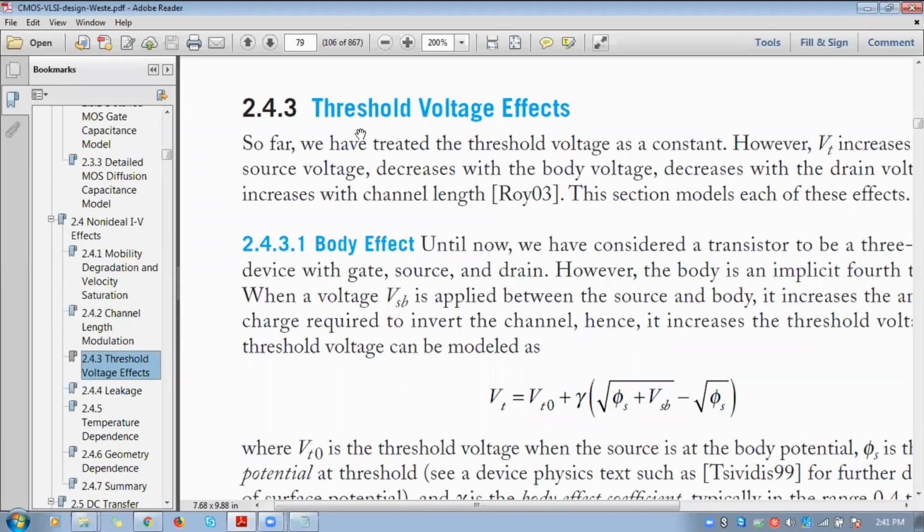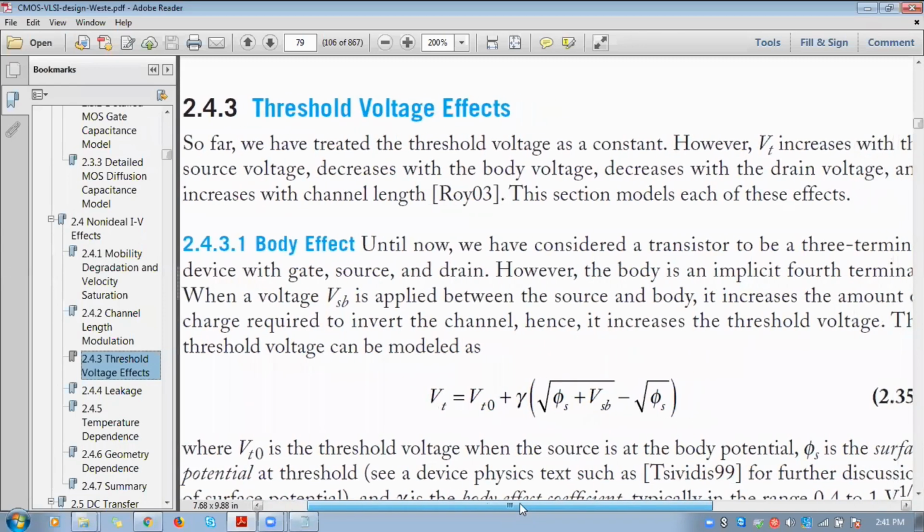But when we are combining or cascading several nMOS transistors in series, this VSB value comes into action. It will accumulate and it will affect the threshold voltage. So as per this equation, as VSB increases, threshold voltage increases. As VSB decreases, threshold voltage decreases. So it depends on how many transistors we are going to cascade.